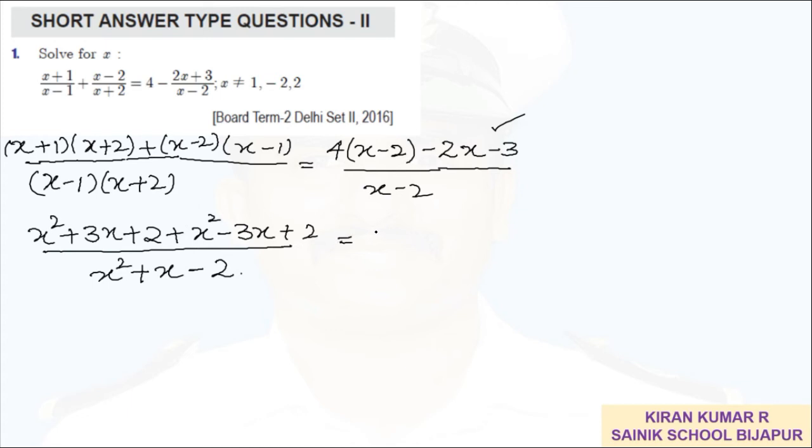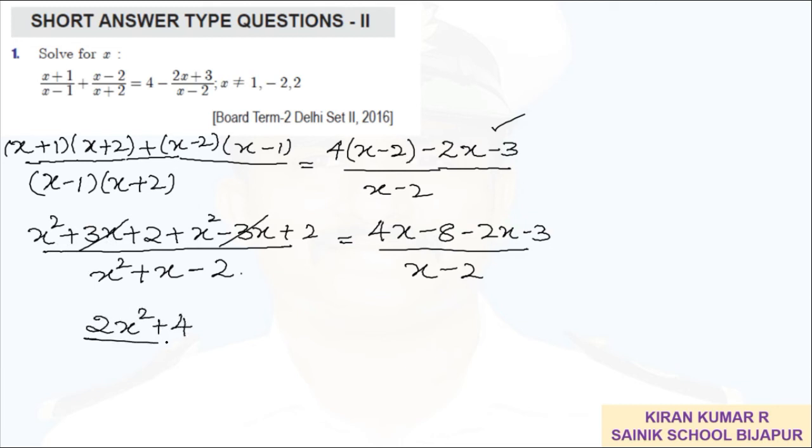this becomes 4x minus 8 minus 2x minus 3 divided by x minus 2. Let's simplify this further. Here we have 3x getting cancelled. We will be having 2x square plus 4 divided by x square plus x minus 2 equal to 4x minus 2x is only 2x, minus 8 minus 3 is minus 11, divided by x minus 2.